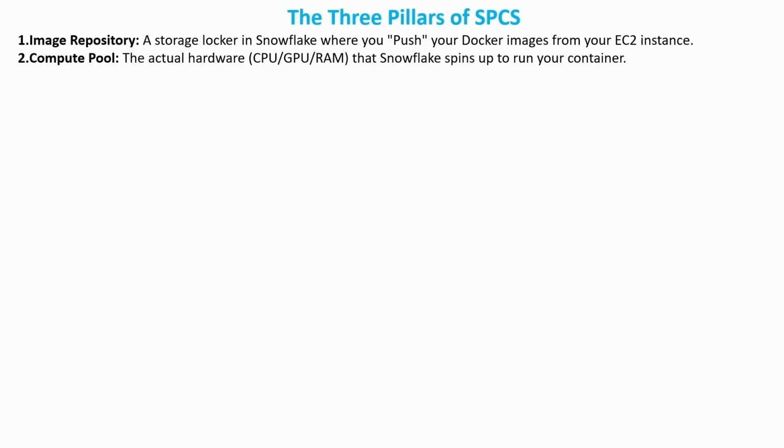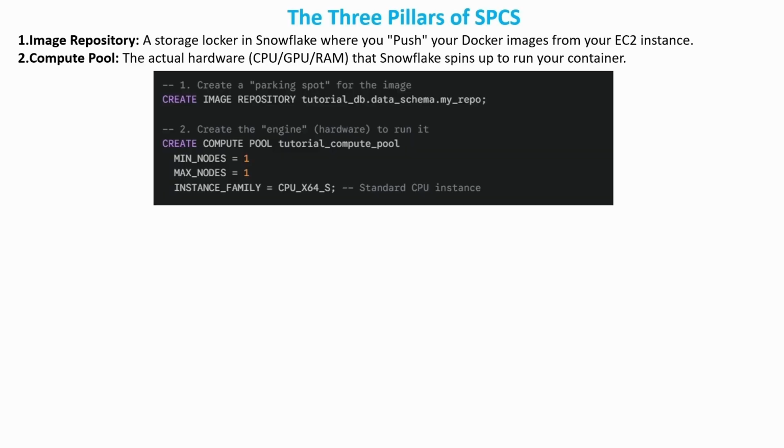In order to create the compute pool, you need to first create the image repository, which is the first pillar. You will say create image repository, the image name, and then you will create the engine, which is the compute pool, and you will mention minimum nodes, maximum nodes, and the instance family.